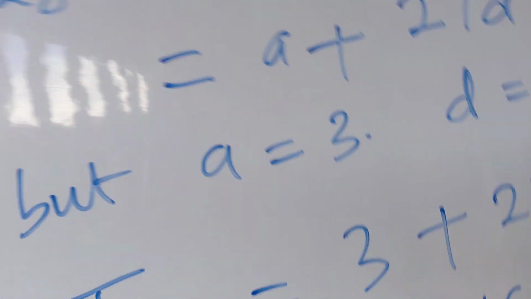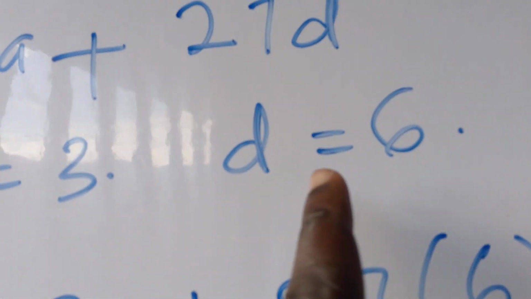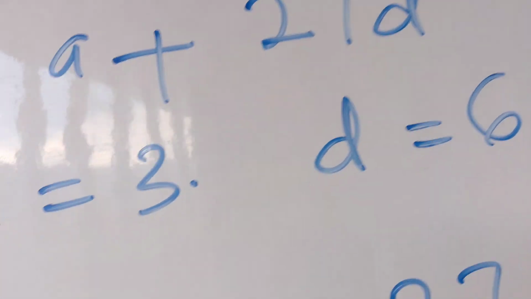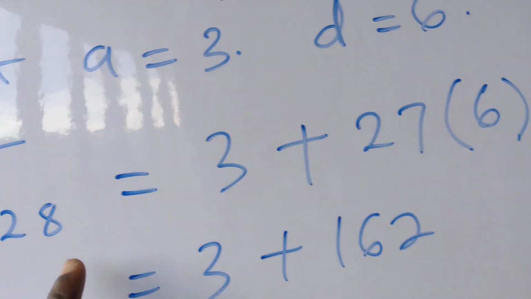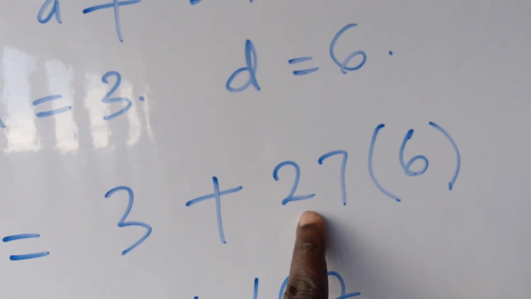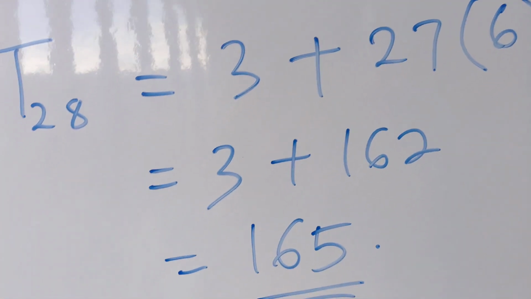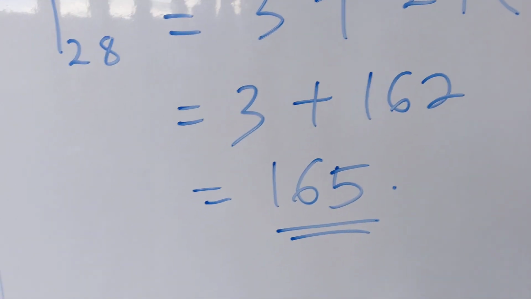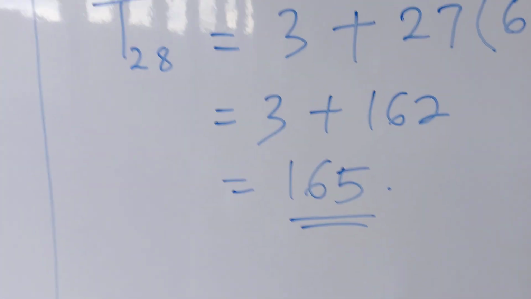Now, you also continue, you say, but the first term A is equal to 3, and the common difference D is 6. So by means of substitution, this becomes T28 equal to 3 plus 27 times 6, and 27 times 6 will give you 162. So this is 3 plus 162, which is 165. Final answer, 165.